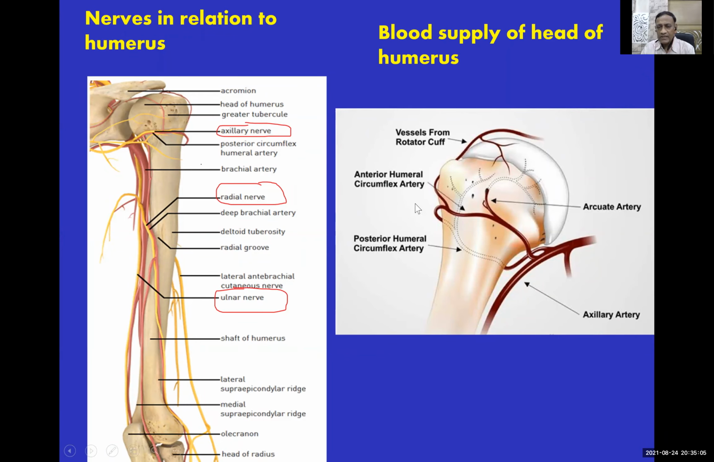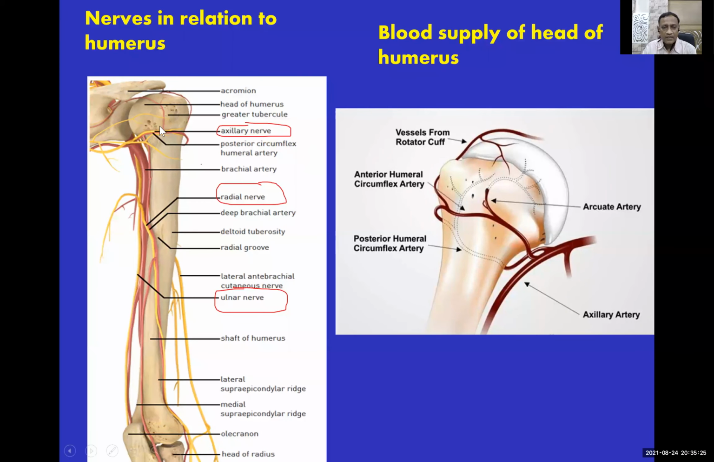Basically, they enter into the lesser tuberosity and greater tuberosity. So that's why, if there's a four-part fracture, that means fracture of the neck, greater tuberosity, and lesser tuberosity, if it is a displaced four-part fracture, the patient is likely to have avascular necrosis, and the incidence is about 40%.